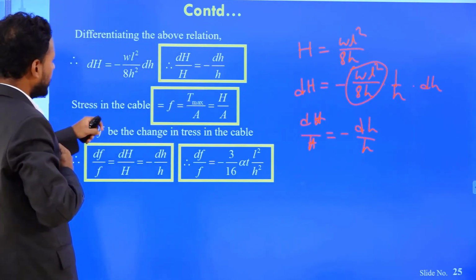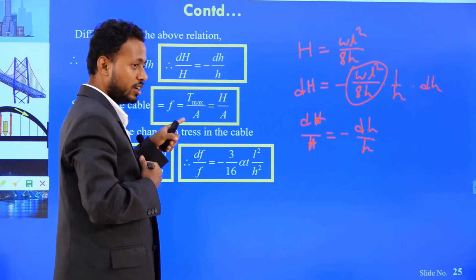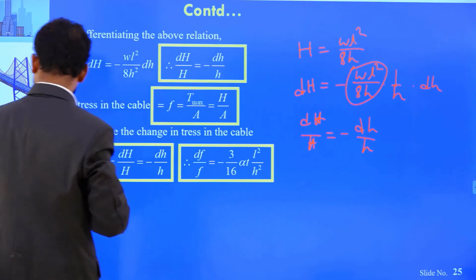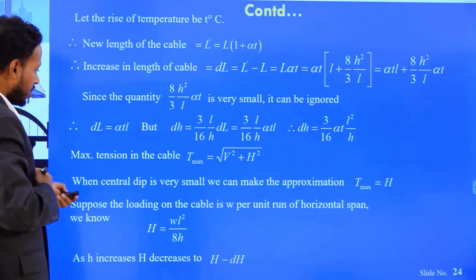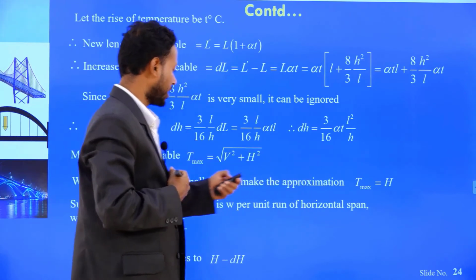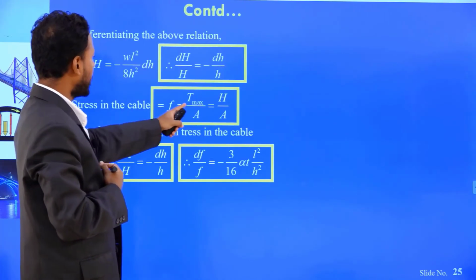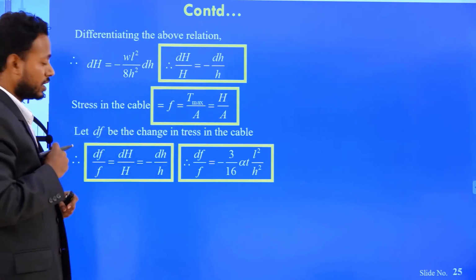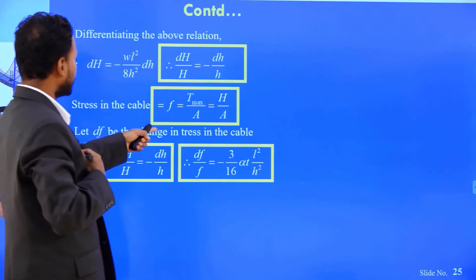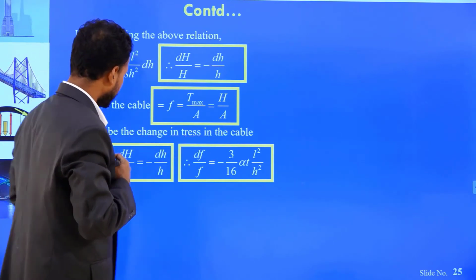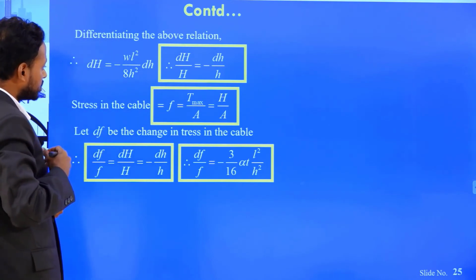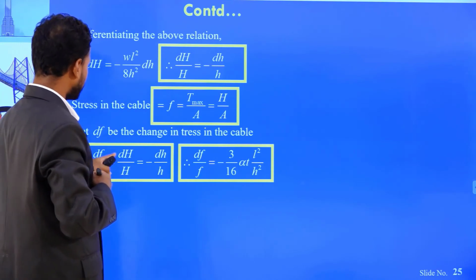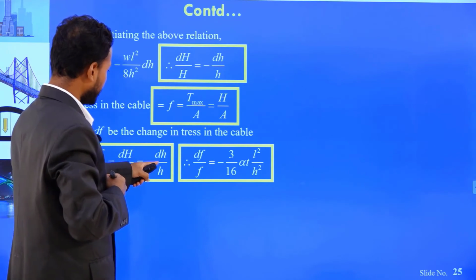Okay, stress in the cable F equals T max by A, because force per unit area is the stress. So what is the T max? We have determined in the previous slide that T max equals H. So F equals H by A. This is the stress in the cable. Let dF be the change in stress in the cable. So we can write dF by F equals dH by H equals minus dh by h.